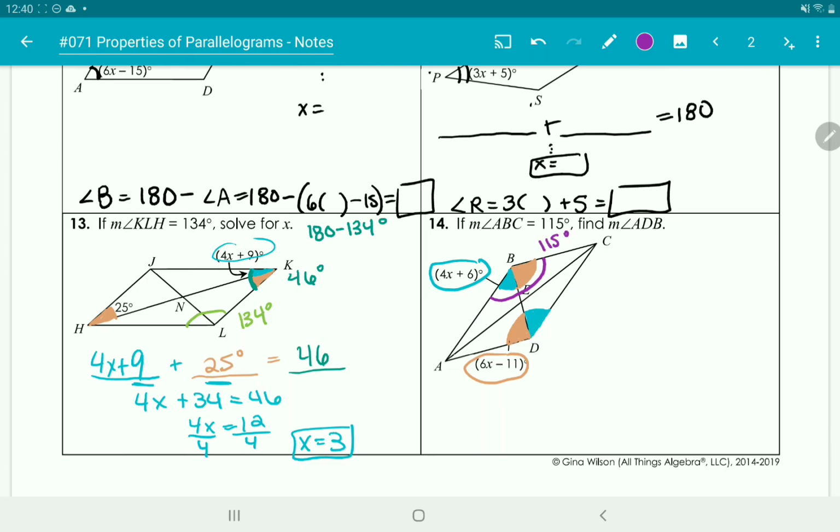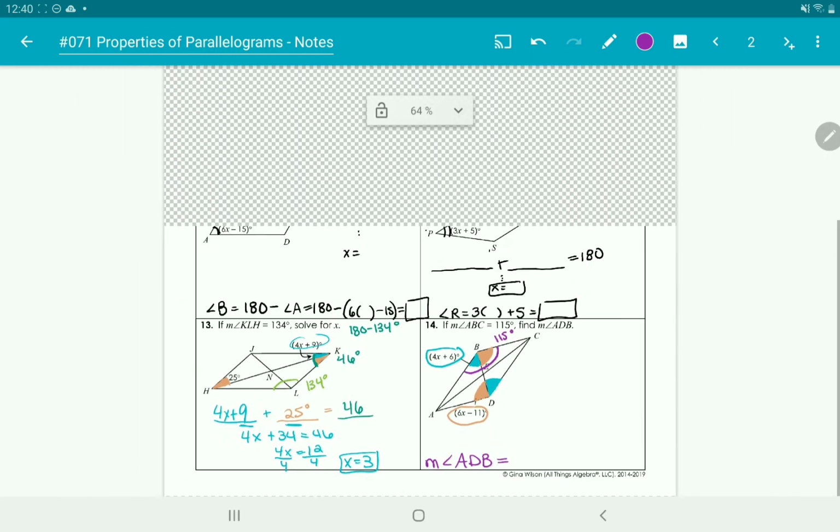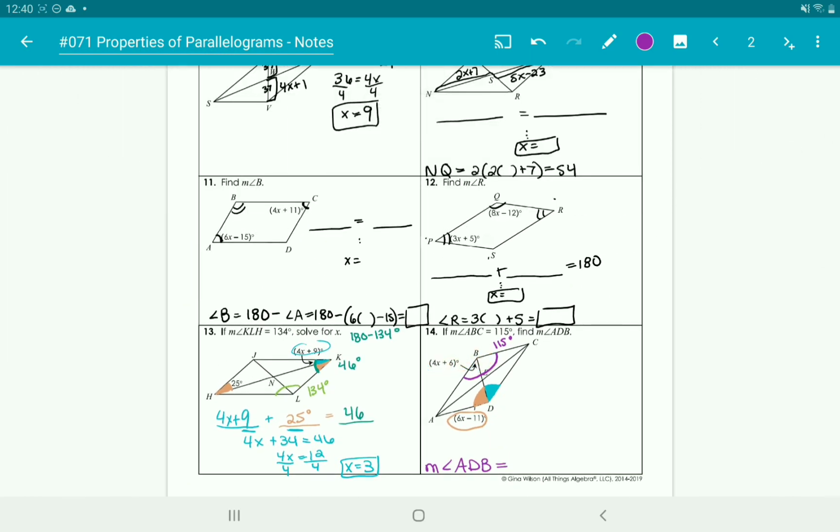So now I want you to go ahead and try those. Once you solve for x, make sure after that you solve for angle ADB. So go ahead and take your time and try that one on your own. If you guys have any issues with any of these, let me know, okay?